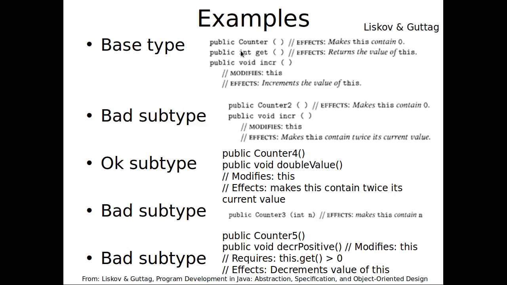It's a collective emergent property of this whole thing, that it can never be less than 0. It can never decline. Right? That's not about one method in isolation. It's about the constellation of methods, how they can interact. Counter 4 is a perfectly legitimate subtype.